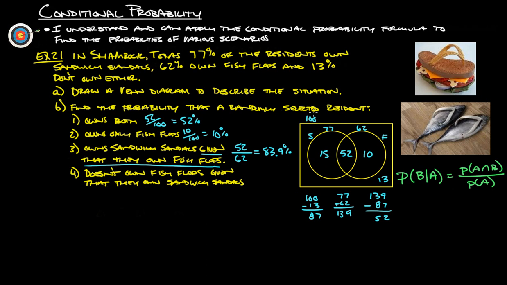Find the probability that a randomly selected resident doesn't own fish flops given that they own sandwich sandals. So now we're given that they own sandwich sandals. So we're only choosing from these 77 people. So let's do that down here where we have more room. Of these 77 people right here, how many of them also do not own fish flops? It's only these 15, because these 52 do own fish flops. These 15 do not. So it's going to be 15 out of 77. All right, and that's 19.5%.